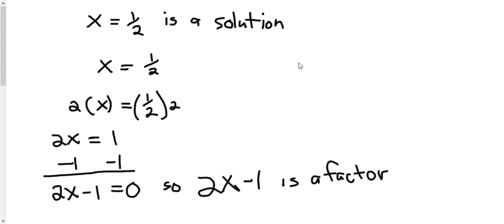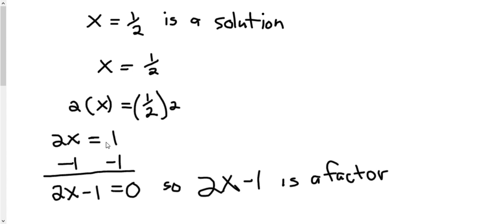All right. So we started off with x equals 1/2 as a solution. To find the actual factor, since the solution is 1/2, the first thing you want to do is clear fractions. You don't want any fractions in here. So I multiply both sides by 2. That way we'll get rid of this fraction. That becomes 1, and this side becomes 2x.